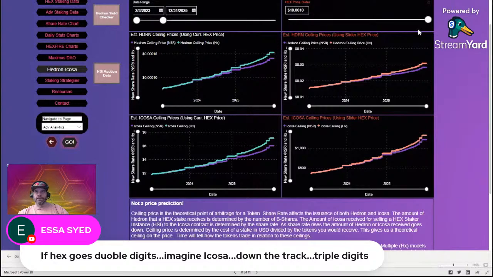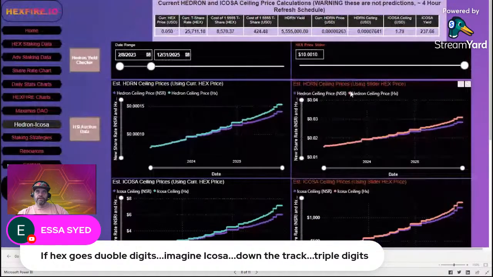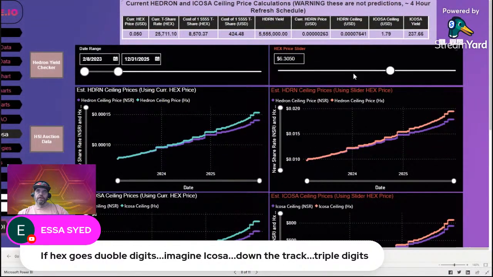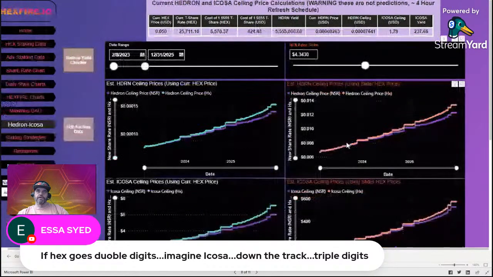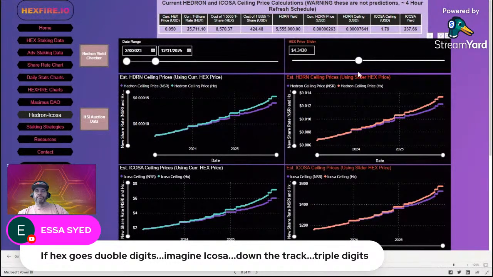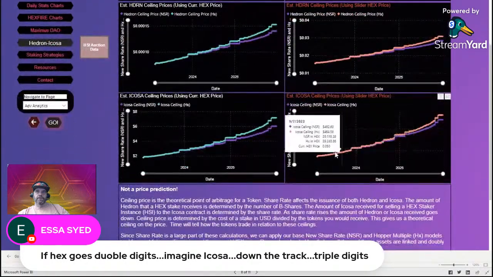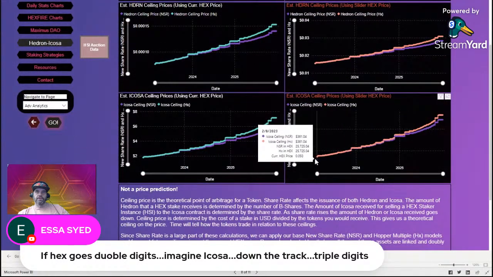So you see my hex slicer up here at the top. I kind of made it inconvenient to see. You can actually change on this one the price of hex, and with it you'll see your ceiling prices adjust down here. This is a little bit novel because it's including our share rate calculator as well. The share rate calculation that I have is pretty unique, so it's including that into these numbers. You can come all the way down to 3 cents and see what it should be and go all the way up to $10.